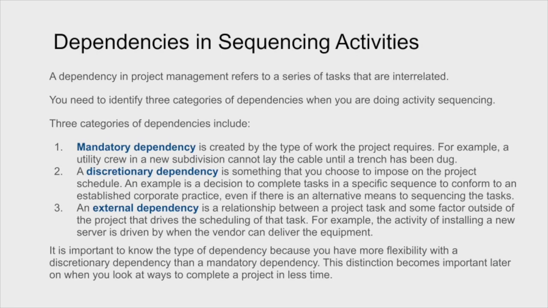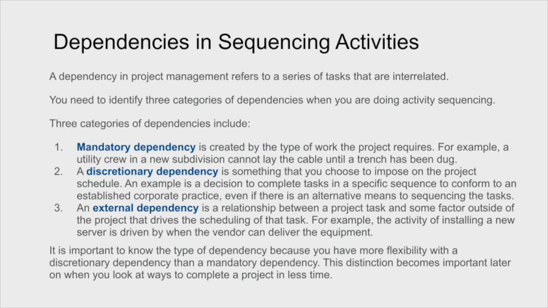So talking about dependencies, these are things that inflict problems on projects. So you need to identify 3 categories of dependencies. These include 1, mandatory dependencies, and when you think about it, it makes sense. It's created by the type of work the project requires. For example, a utility crew in a new subdivision can't lay the cables in the ground until the trench is dug by someone else. So someone else needs to do their job before you do yours. That's what's known as a mandatory dependency.